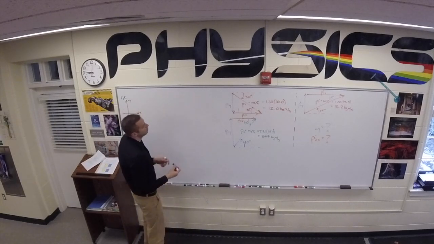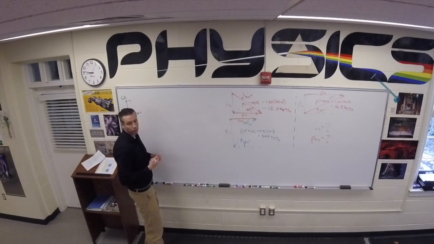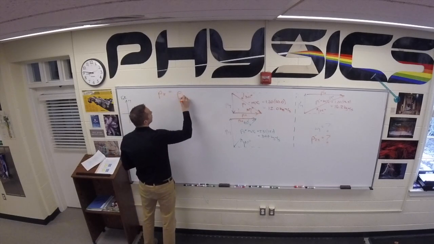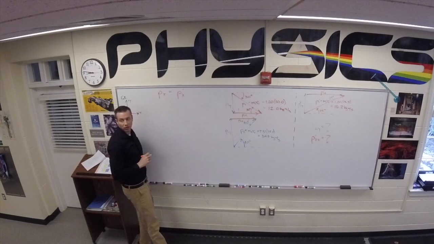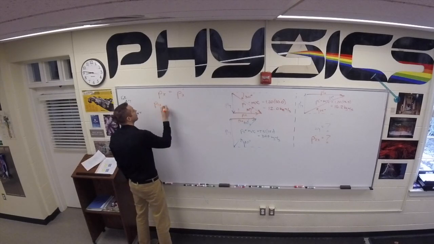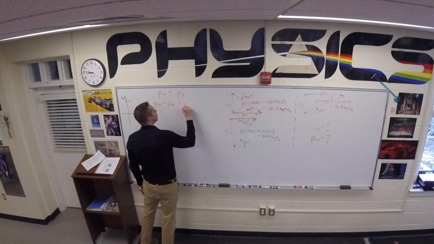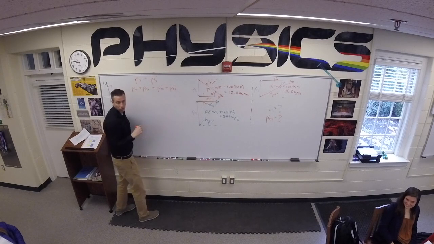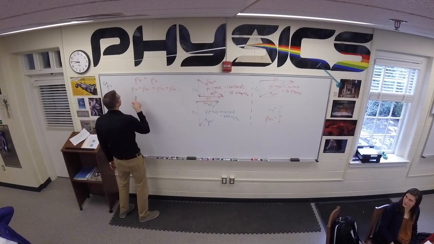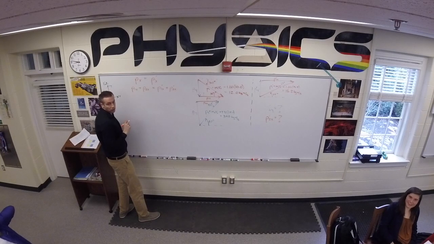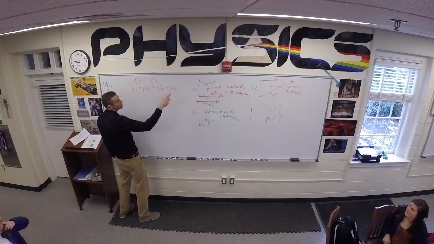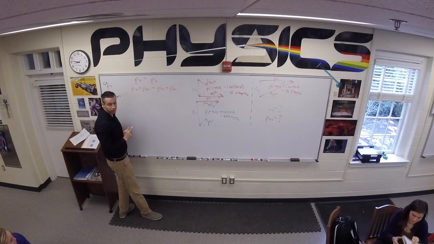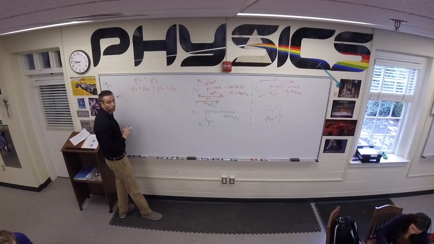All right, so let's do x first. We say that the momentum in the x direction is conserved through the system, right? So P1x plus P2x equals P1x prime plus P2x prime.